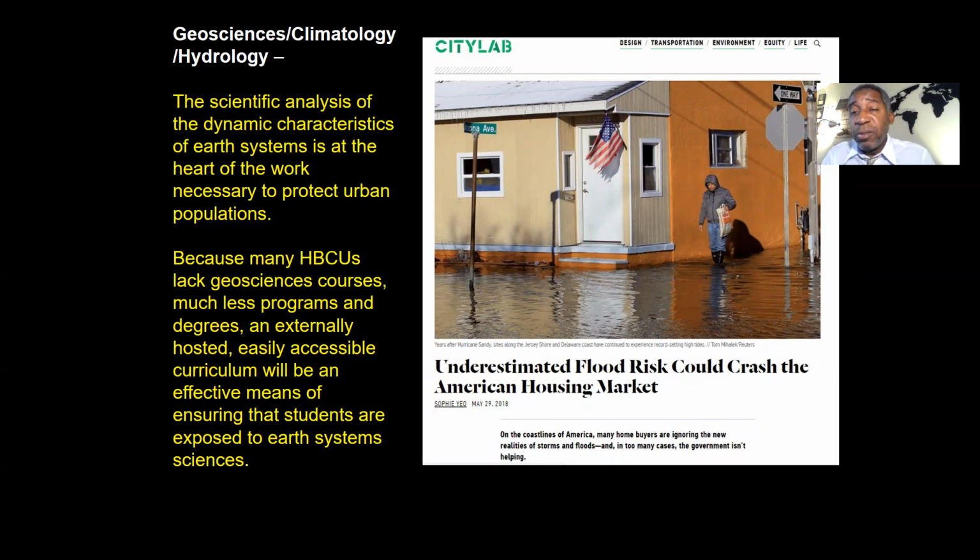I'm a geoscientist, earth scientist with a background in hydrology and atmospheric science, and I'm working every day with communities and urban areas to mitigate the impacts of climate change and flooding. And so one of the challenges that we have at Black colleges is that we don't really have a large representation of geoscience and earth science programs.